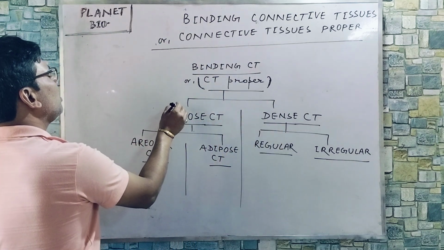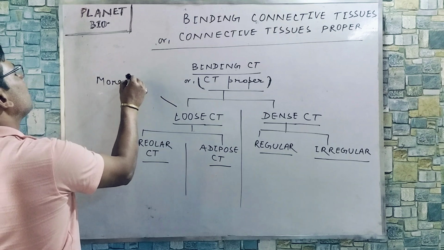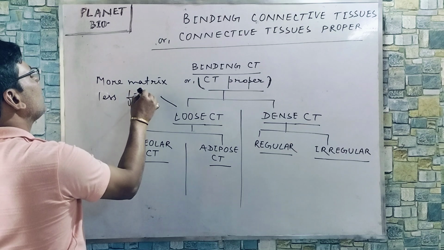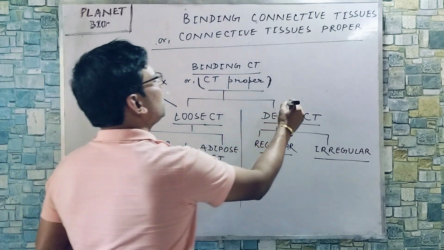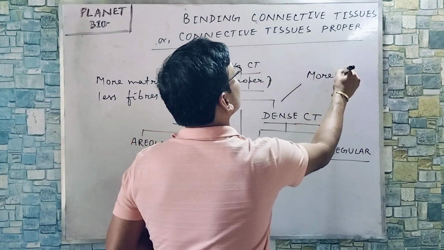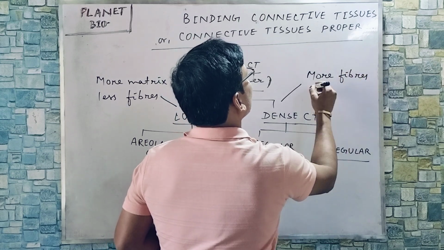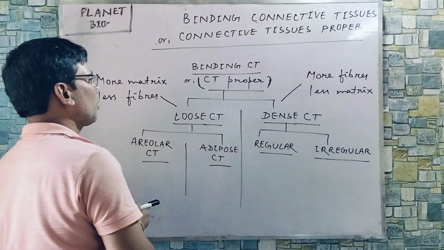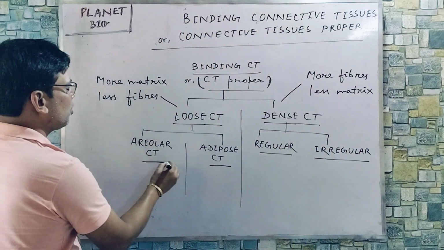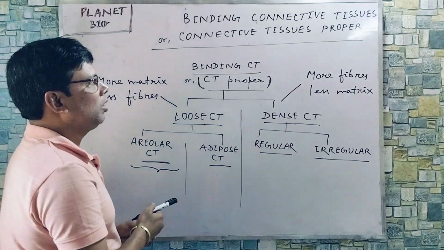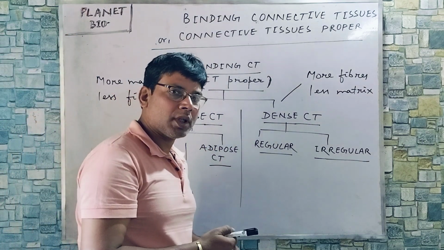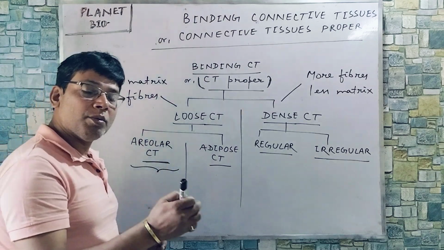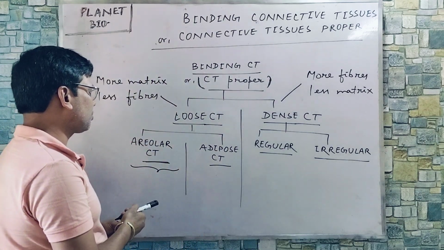Loose means more matrix, less fibers. And dense connective tissues means more fibers and less matrix. Loose connective tissue is further grouped into areolar connective tissue. As you know, connective tissue proper is the most abundant animal tissue in our body, and here areolar connective tissue is the most abundant connective tissue in our body.